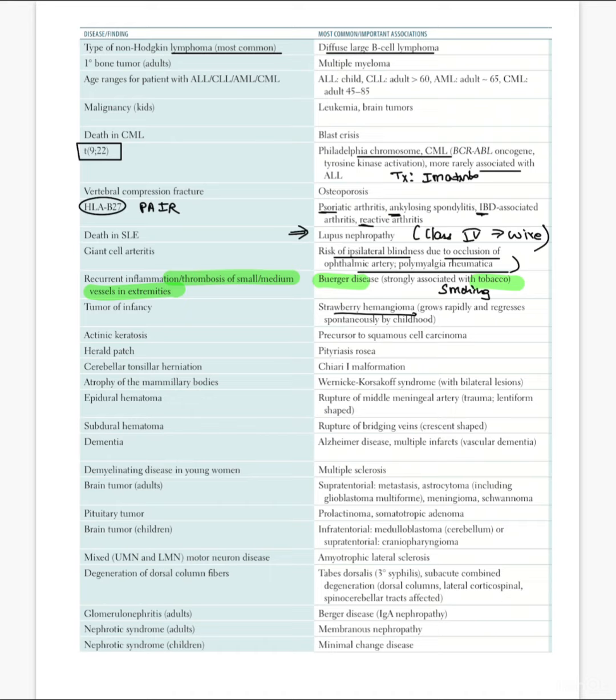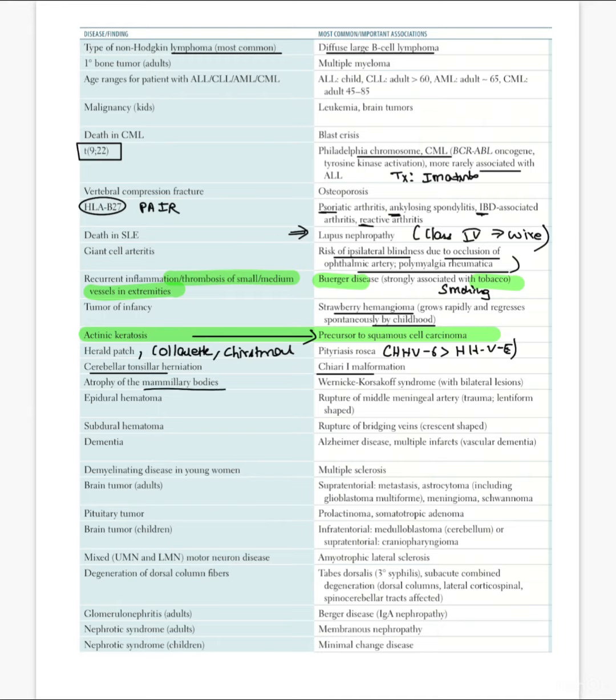Tumor of infancy, that is strawberry hemangioma, guys, that regresses by childhood. Actinic keratosis, that is your pre-malignant lesion for squamous cell carcinoma. Herald patch, guys, that is seen in pityriasis rosea, that is caused due to HHV6 more than HHV7, and this causes the presence of herald patch and the collarette scale, and this is distributed in a Christmas tree, inverted Christmas tree pattern. Then cerebellar tonsillar herniation, it has come down, that is Chiari malformation.